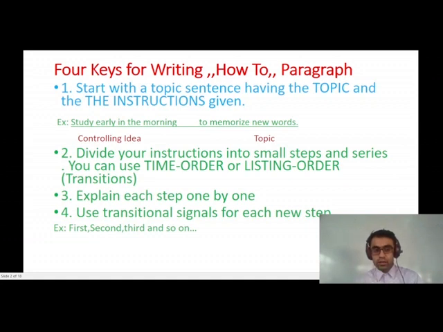First one, start with the topic sentence having the topic and the instructions given. This means you need to include the instructions in your topic sentence and also the topic. For example, study early in the morning to memorize new words. This is a topic sentence. The topic is to memorize new words. And the controlling idea is study early in the morning.